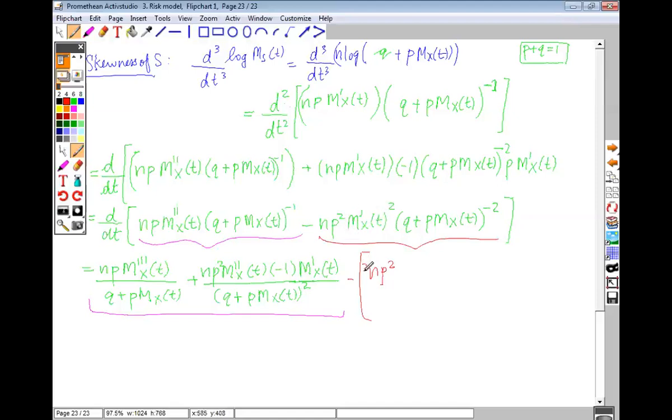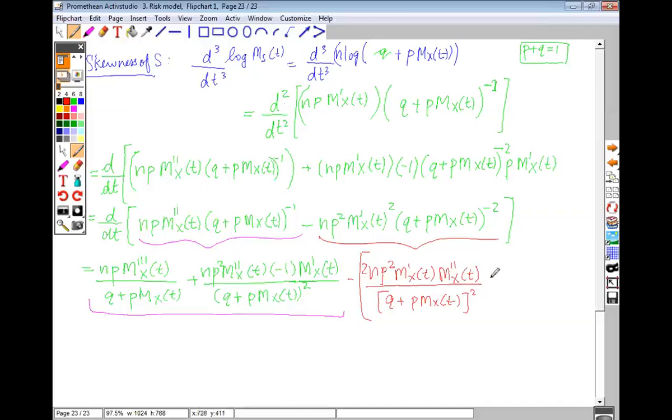So we'll have to use the chain rule again because this is m prime of xt square. So I'm going to write 2 here and m prime of xt. And then I'll have to differentiate this guy, right? So it will be m double prime of xt. And I'll write this guy as it is. So it will just go in the denominator, (q plus p mxt) square, right? Because this was as it is.